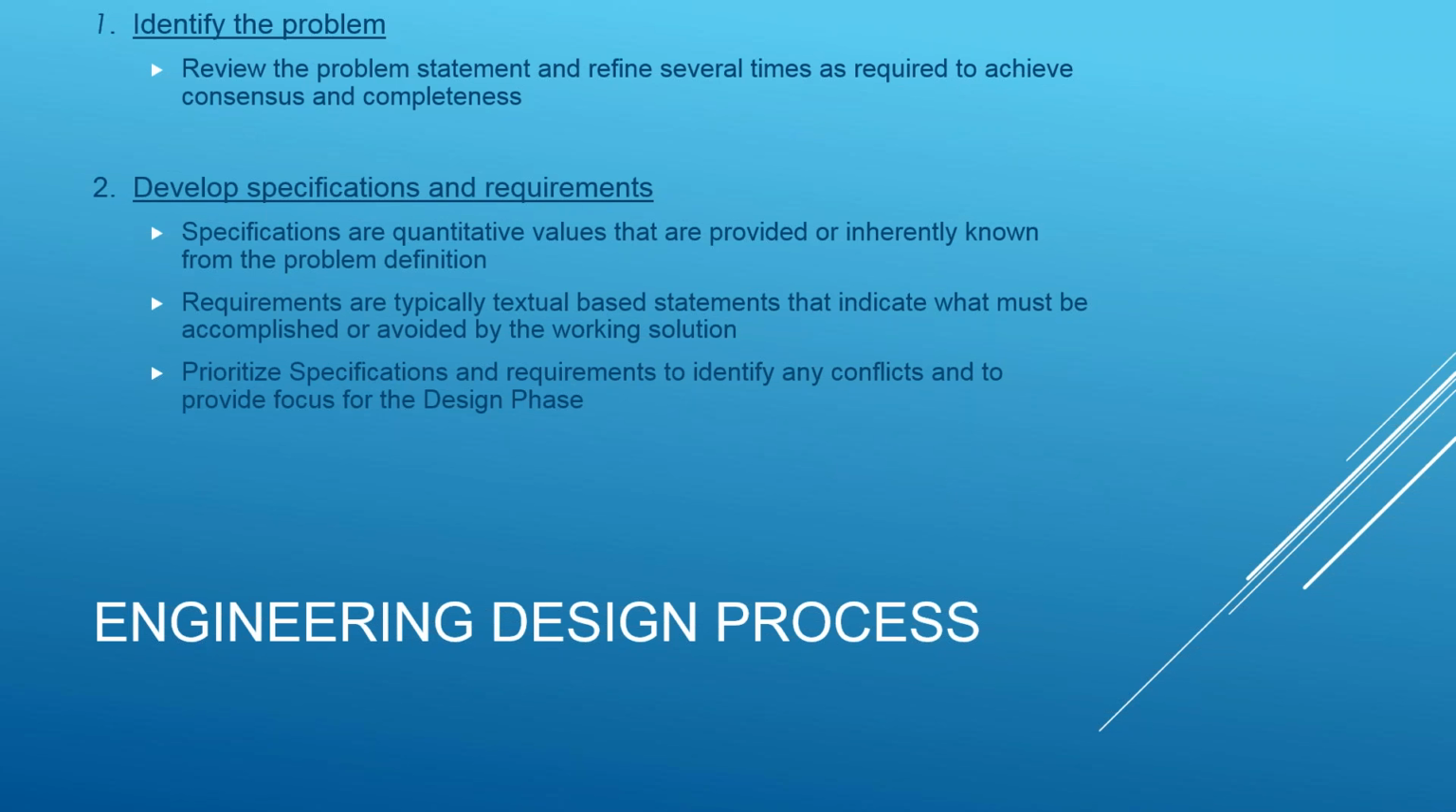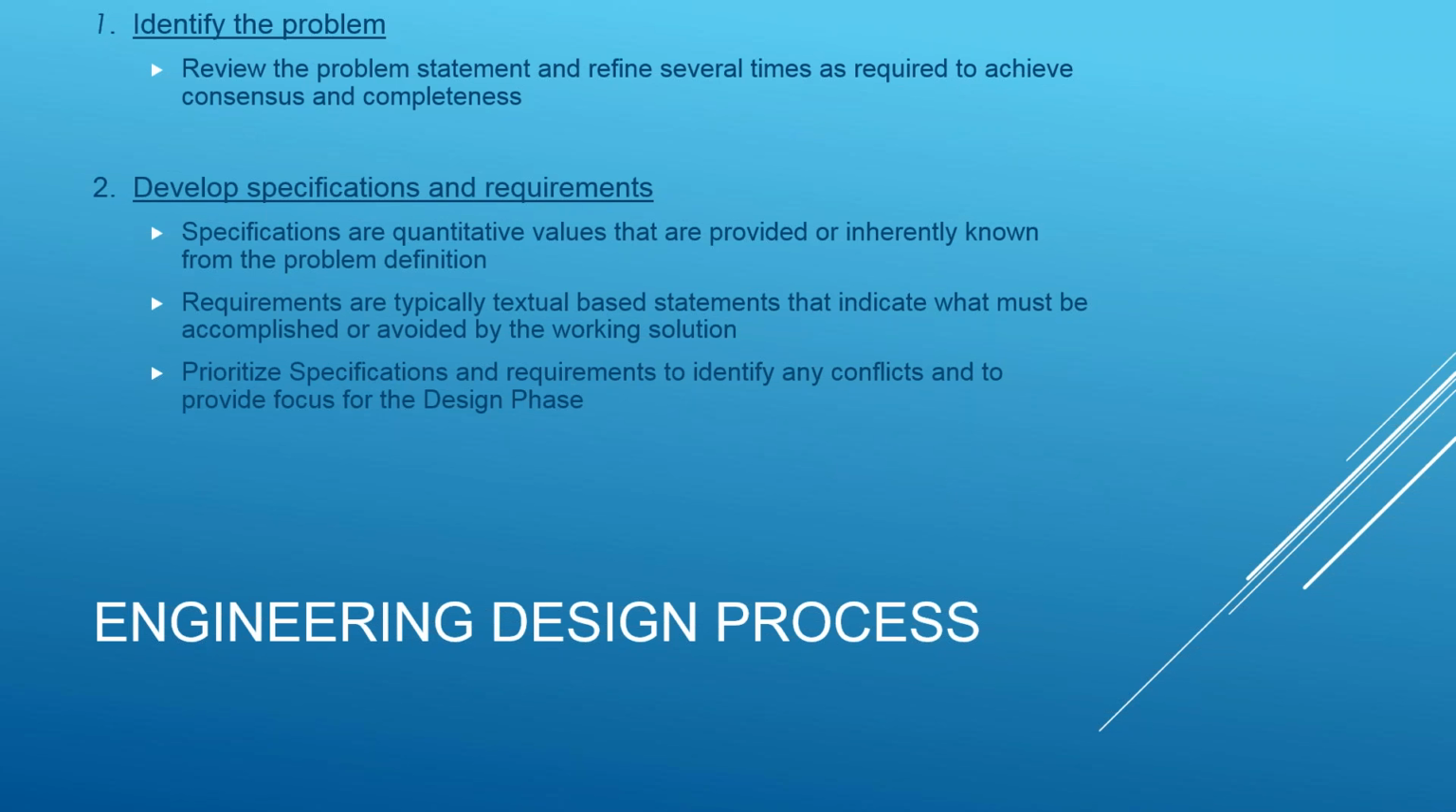There'll be some things that your robot has to do that you identified in the problem statement. So if one of the things you need to do is pick up a ball and put it in a tub, then here you would want to have a specification for that. How big a ball, how fast do you want to be able to move it, those sorts of things. Also, the requirements are typically going to be textually based statements that tell you what you've got to accomplish, and in some cases what you need to avoid by working toward the solution.